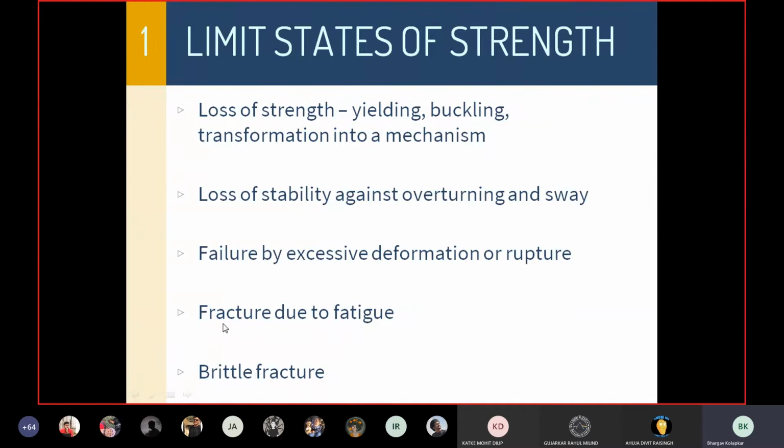Then fracture due to fatigue. We saw fatigue last time when we discussed the example of a train bridge, which undergoes a number of cycles of loading, which causes fatigue, and then brittle fracture. These are limit states of strength in steel. We will have a different set of limit states of strength for a concrete building.